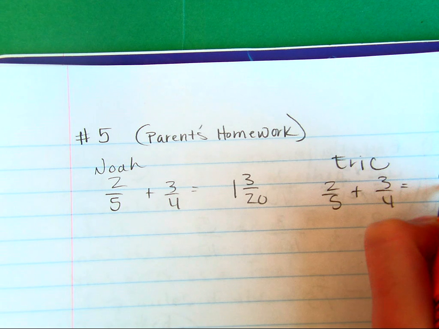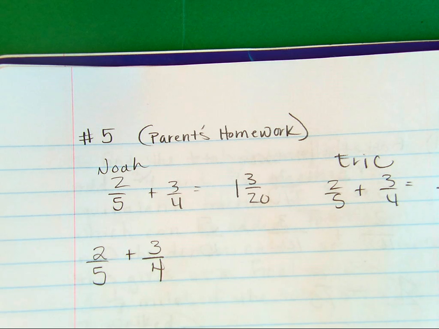So first thing we're going to do is actually solve the problem for ourselves so that we can determine who is correct. So I'm going to rewrite the problem, 2/5 plus 3/4. Now, we know that we cannot add these two fractions together because they do not have the same denominator. They're not cut into the same number of pieces, so we cannot fairly and equally add them together. So we have to find a number that the 5 and 4 have in common. And that number is 20.